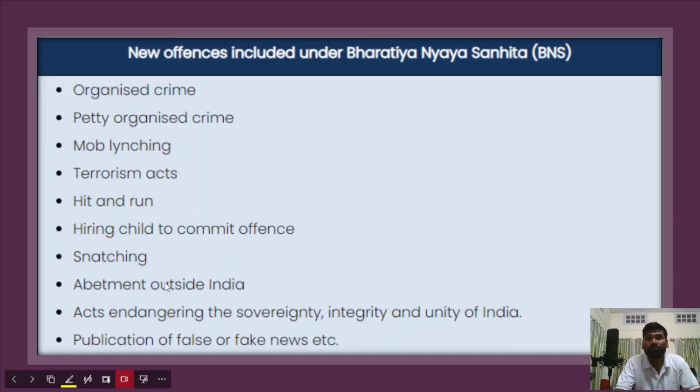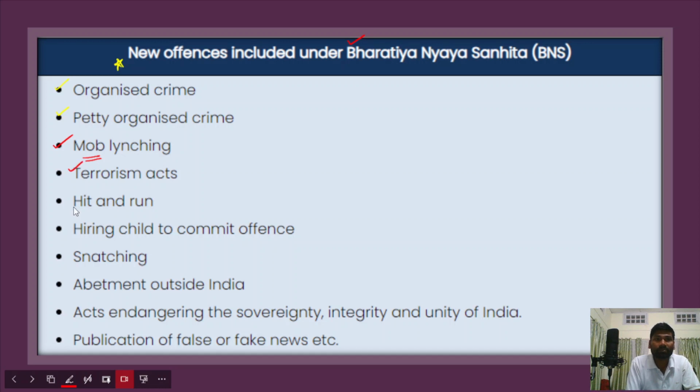So these are some of the provisions introduced as part of the Bharatiya Nyaya Sanhita Act, and certain new offenses were also introduced under it. They include organized crime and petty organized crime. In petty organized crime, the nature of the crime is a little lower compared to organized crime. After that, mob lynching also. Earlier there were no exact or clear provisions for mob lynching. Now the Bharatiya Nyaya Sanhita has introduced provisions for mob lynching as well.